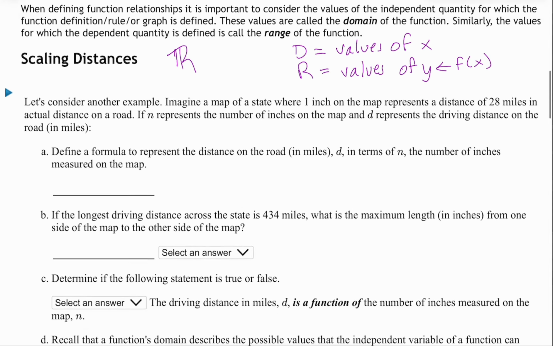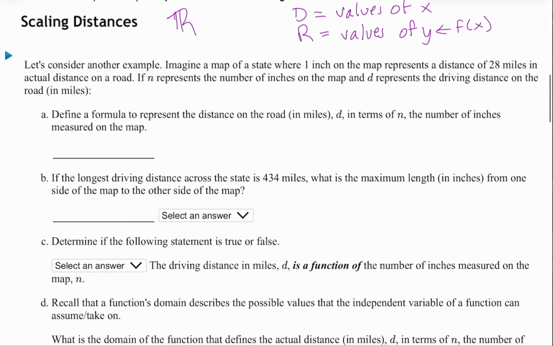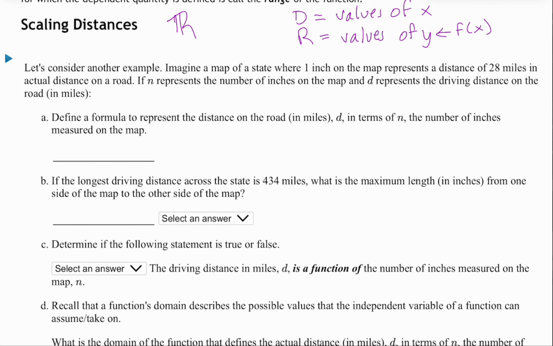Okay, so let's take a look at what we see here. It says, we're going to consider an example. We're going to imagine a map of a state where 1 inch on the map represents 28 miles of actual road. So I'm going to make a little note to myself. 1 inch on the map is equal to 28 miles on the road.